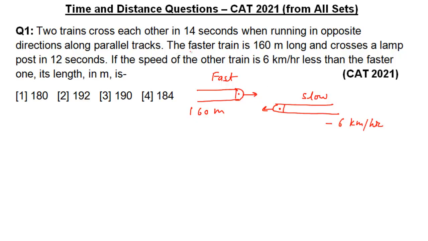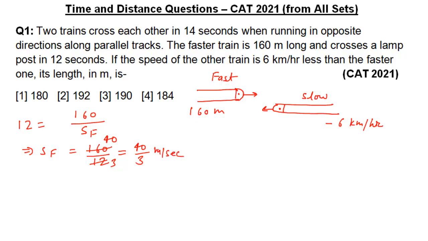You can see the faster train, which is 160 meter long, crosses a lamp post in 12 seconds. With the help of that, we can find the speed of the faster train. So 12-second time is equal to length of the train, which is 160 meter, divided by the speed of the faster train. So the speed of the faster train is equal to 160 by 12. So that will be 4 3s are 12, and 40, so this is 40 by 3 meter per second.